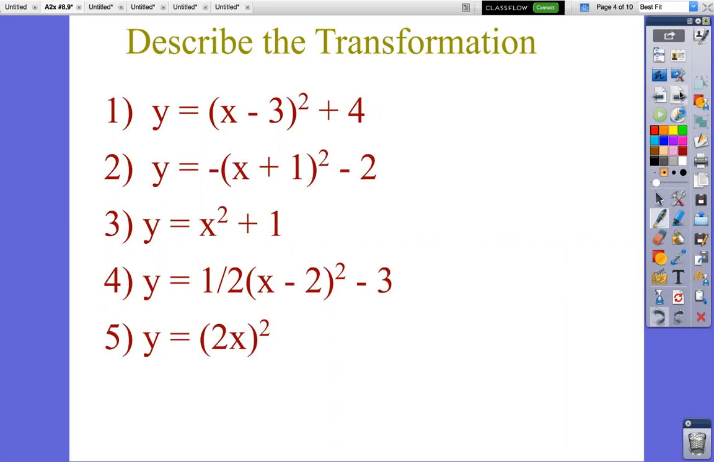Take about 30 more seconds and we'll get going. All right. So what'd you guys get? Somebody help me out with number one. Describe the transformation of the parent function. So what'd you get for number one? Anyone?